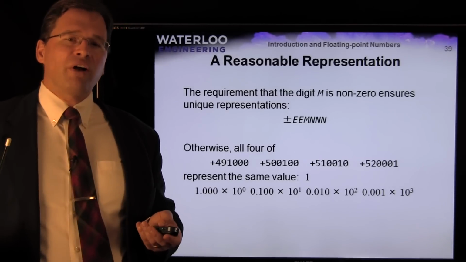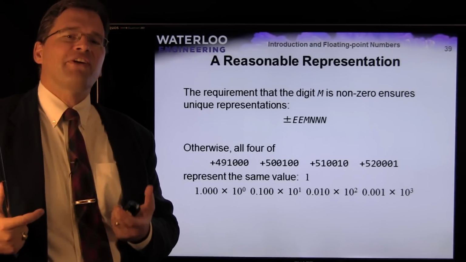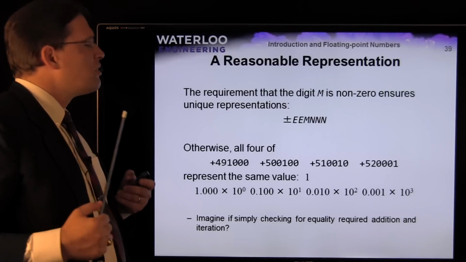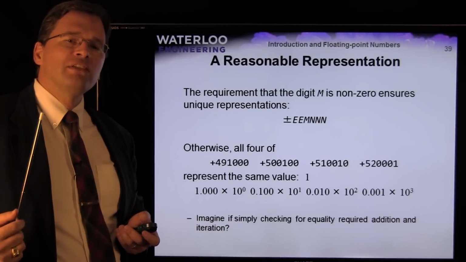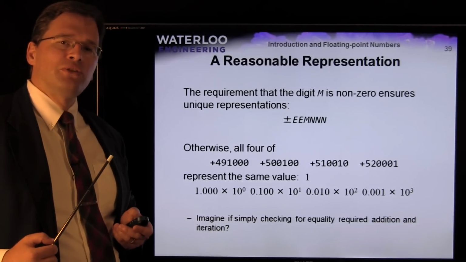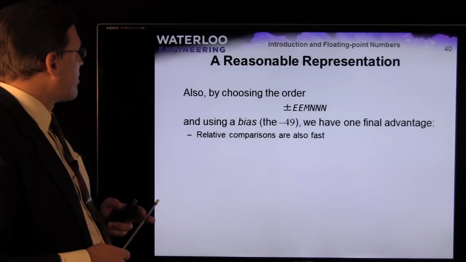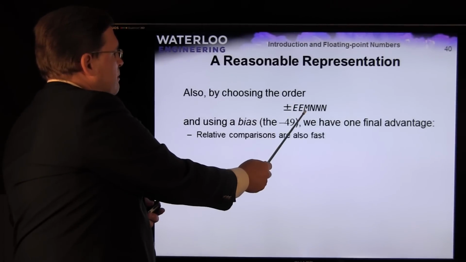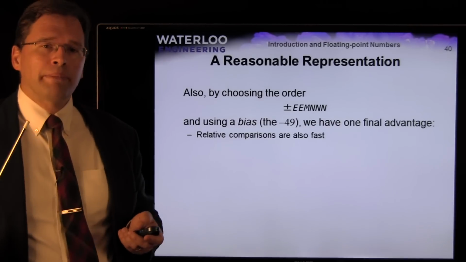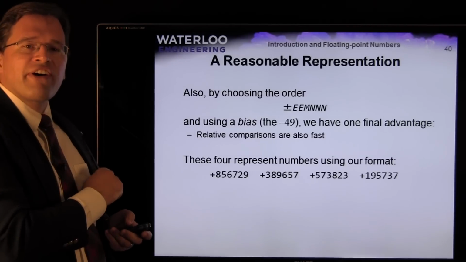It would be catastrophic if, just to compare two floating point numbers to see if they're equal, we would have to do some sort of mechanical operation to do that. So by requiring m to be non-zero, it guarantees that we can very quickly compare two numbers just by looking at their representation. Not only that, by choosing the exponent first and using a bias, as opposed to say 2's complement, or 10's complement in this case, relative comparisons are also very fast.